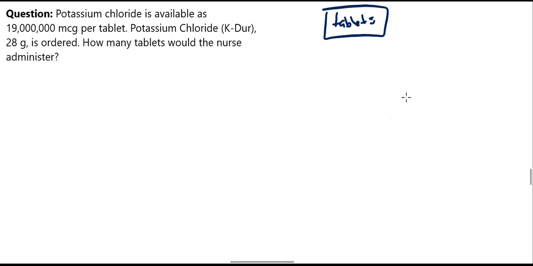Now there's no IV flow, there's no volume, there's no nothing. We just have mass, so I can use my ordered over have, desired over have, if you want to say it. So I know what I'm looking for. I know what kind of question I have. I know what kind of formula I'm going to use.